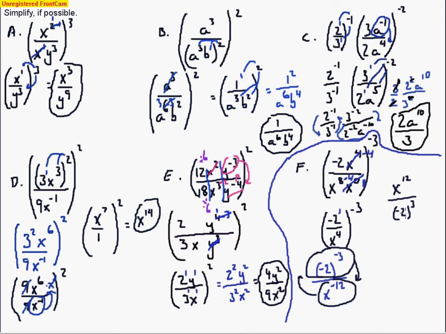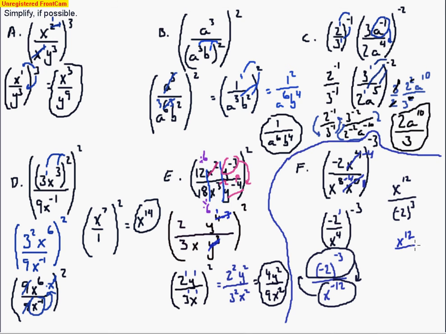So now we can multiply out these negative 2's. And it's an odd number of negatives, so it's going to make a negative. And so what are we left with? X to the 12th on top. And we have a negative 8 on the bottom. Now it's negative because it's 3 negative 2's being multiplied together. So this makes a positive 4 times negative 2 makes that negative 8. And that's how they get the answer.